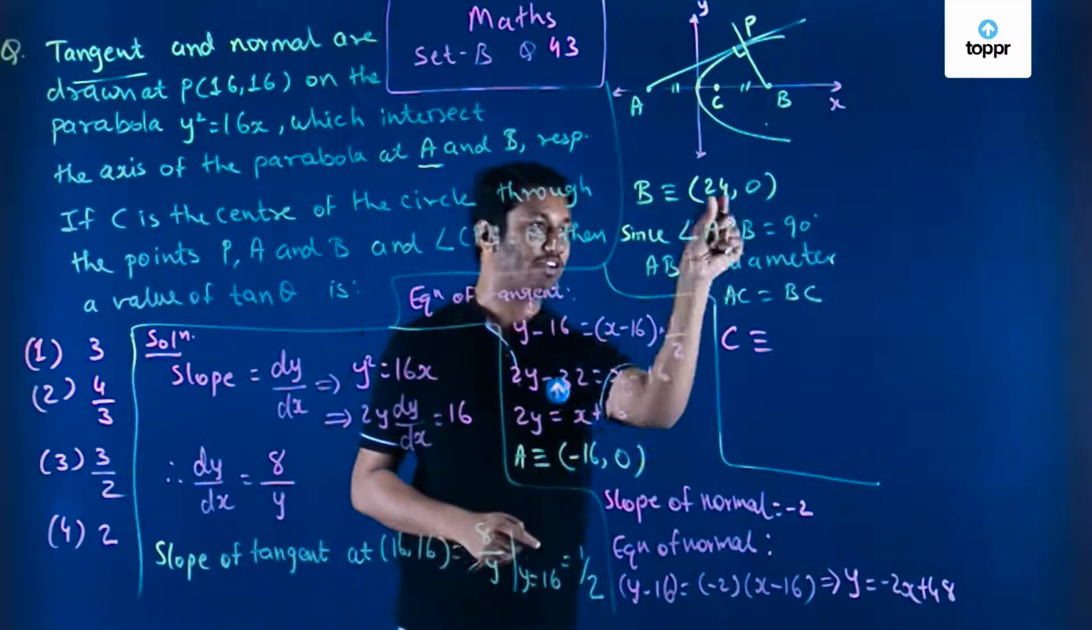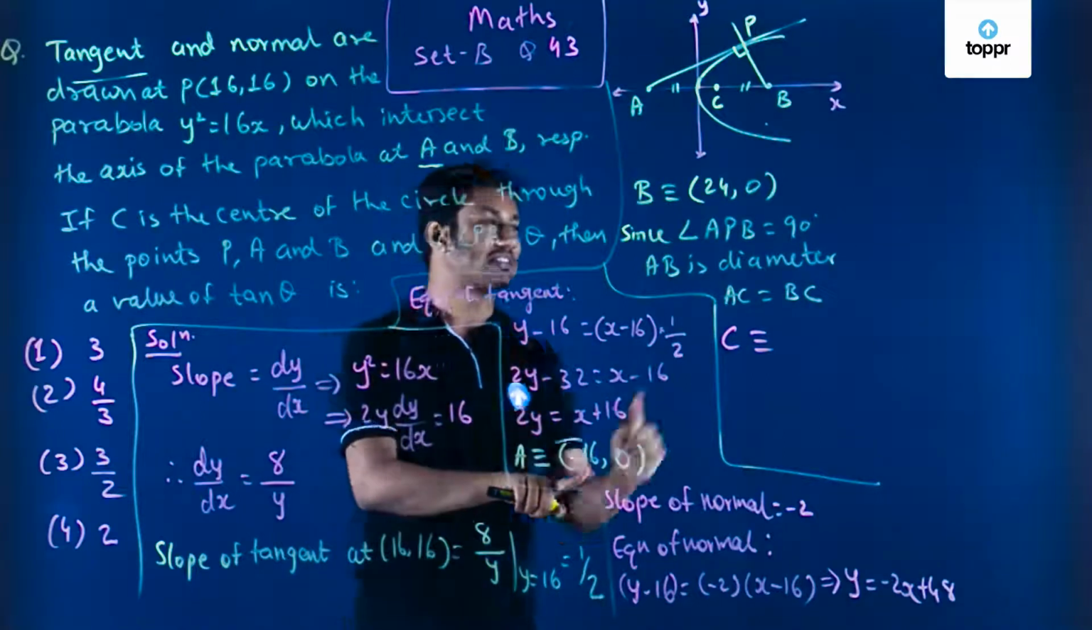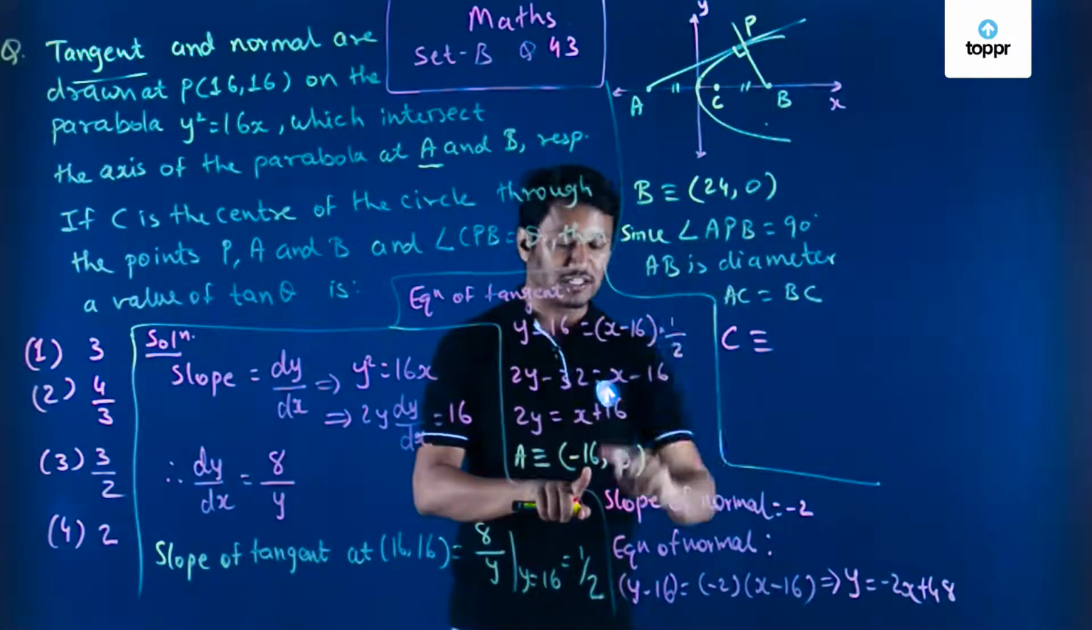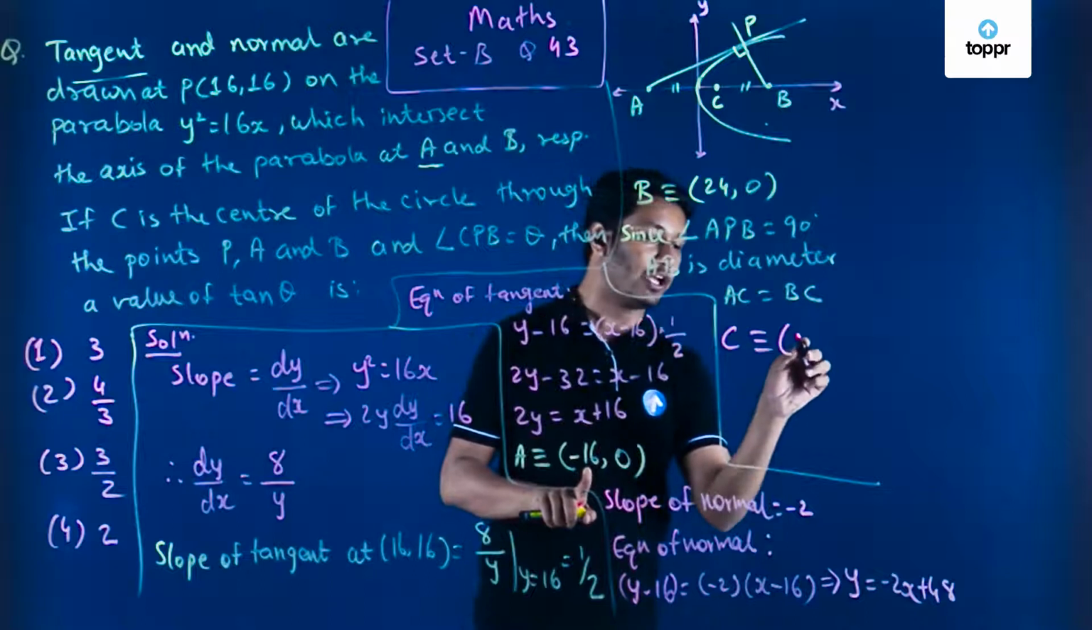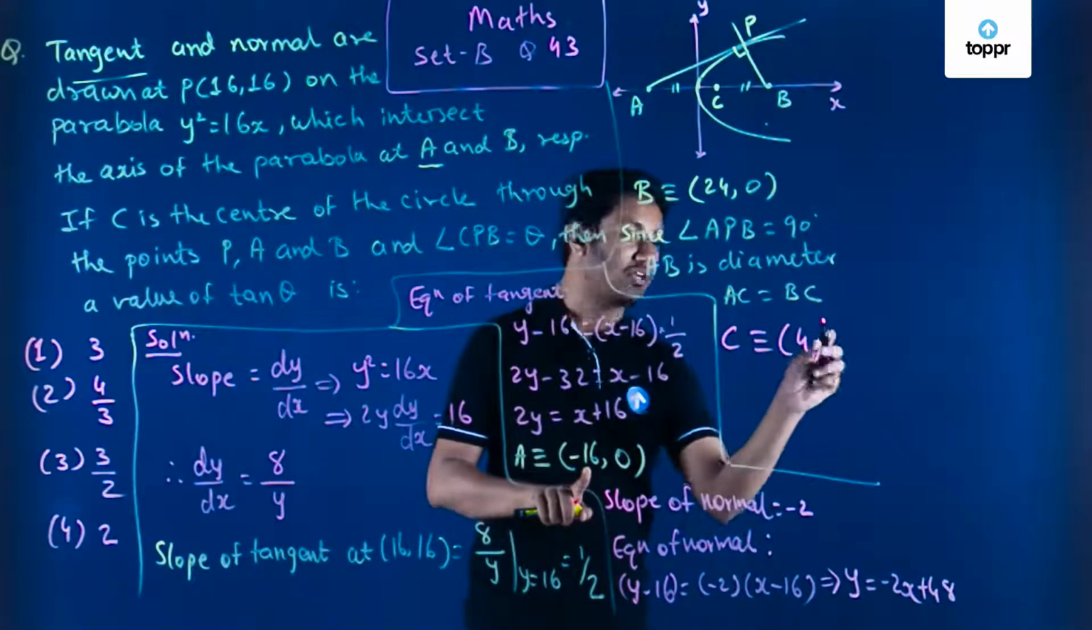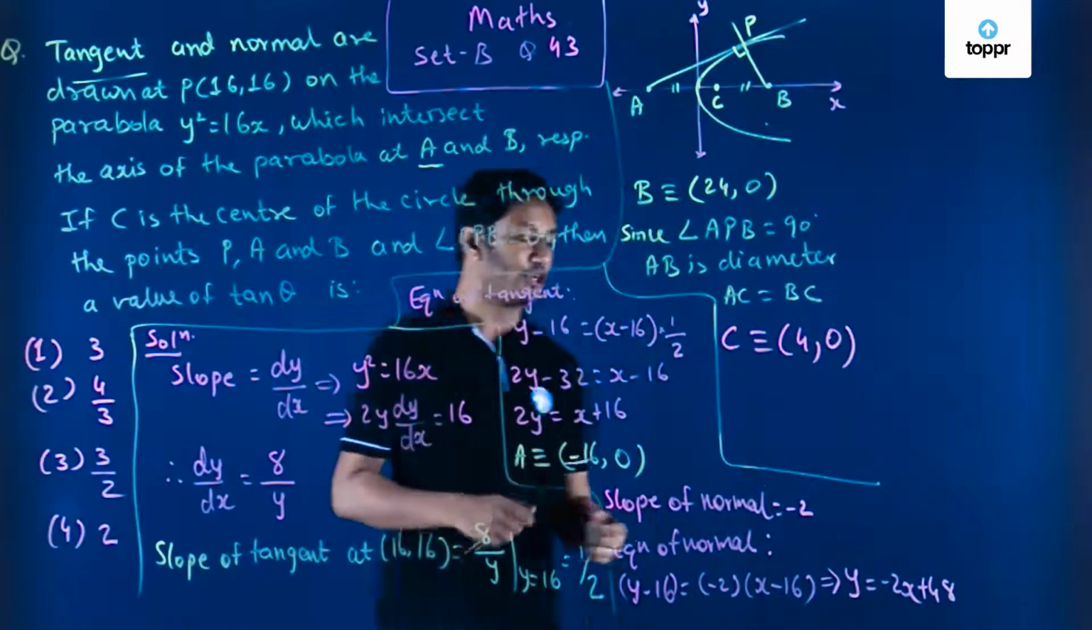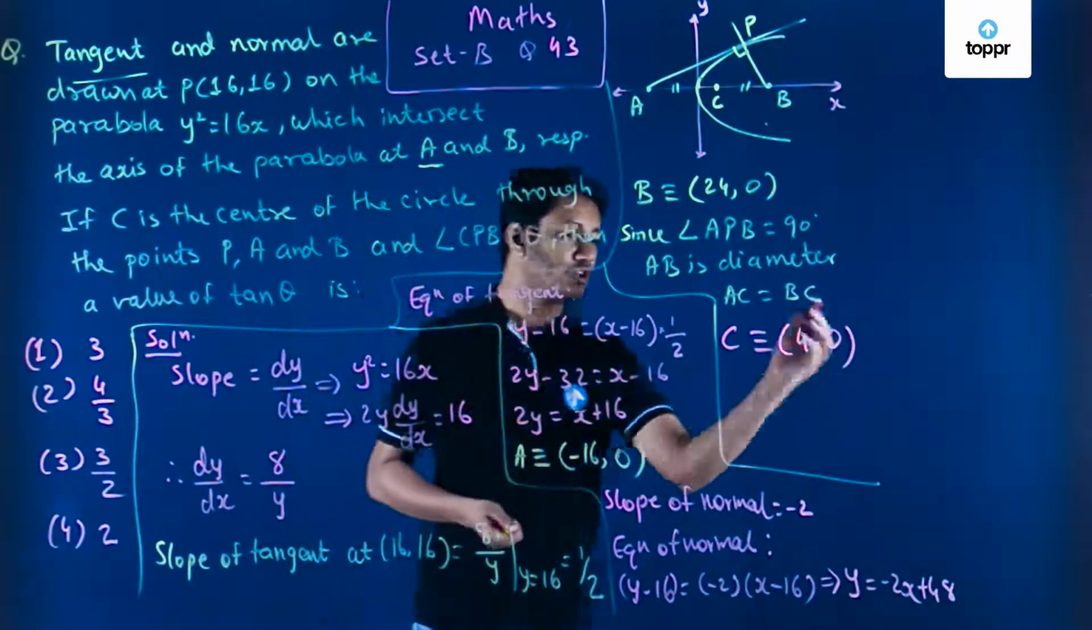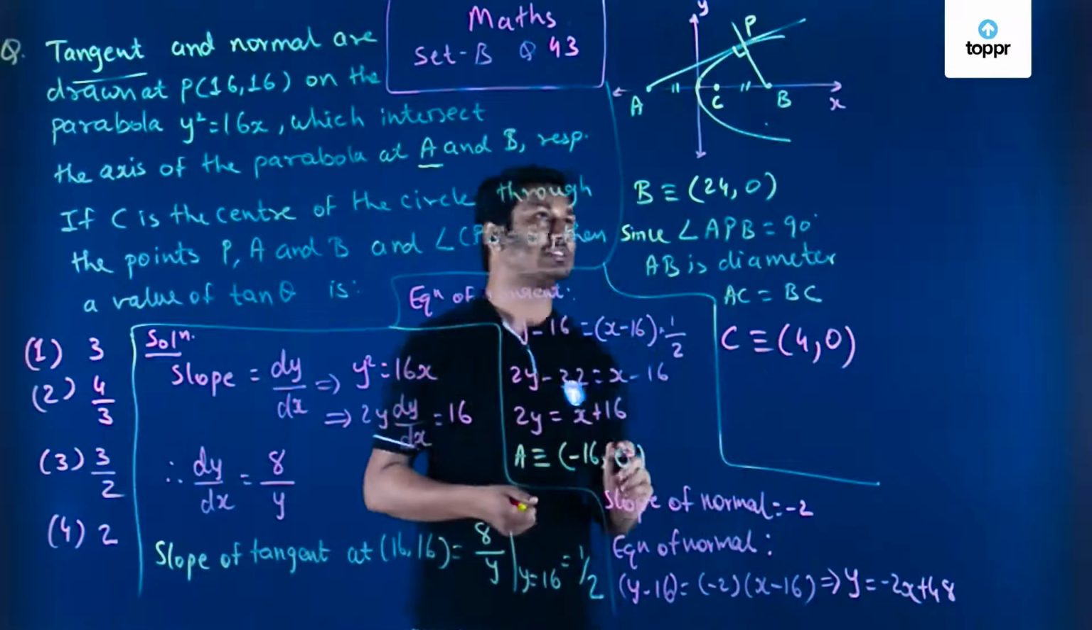So it will be nothing but the average of the x coordinates. So it's minus 16 plus 24. Minus 16 plus 24 will be 8. 8 by 2 will be 4. And the y coordinate is 0. So the y coordinate will remain 0 for point C as well. So we have got the coordinates of point C, which is (4, 0).